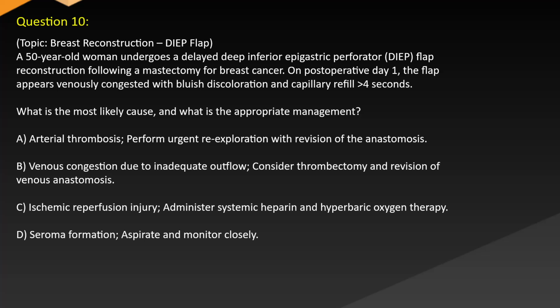On postoperative day 1, the flap appears venously congested with bluish discoloration and capillary refill of 4 seconds. What is the most likely cause and what is the appropriate management? A. Arterial thrombosis. Perform urgent re-exploration with revision of the anastomosis. B. Venous congestion due to inadequate outflow. Consider thrombectomy and revision of venous anastomosis. C. Ischemic reperfusion injury. Administer systemic heparin and hyperbaric oxygen therapy. D. Seroma formation. Aspirate and monitor closely.